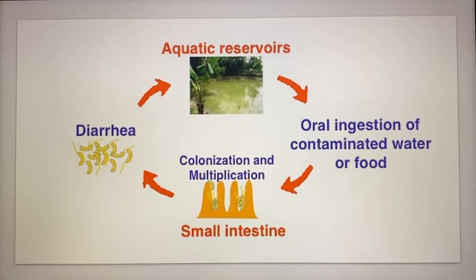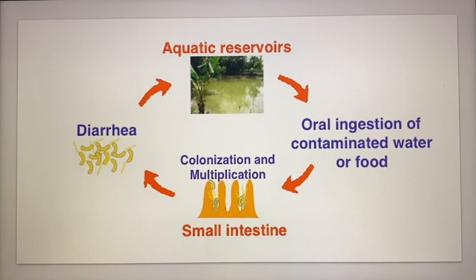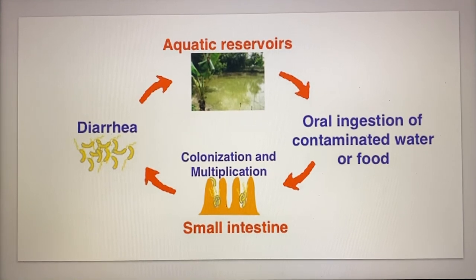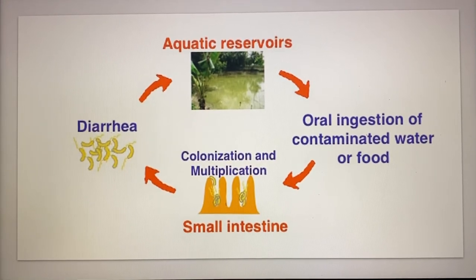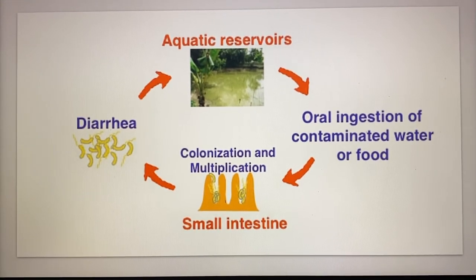And then we see colonization and multiplication. It goes straight to your small intestine and starts developing, how can I say, multiplying. And the number one cause we see of this disease, of this infection, is diarrhea, and it can be deadly.